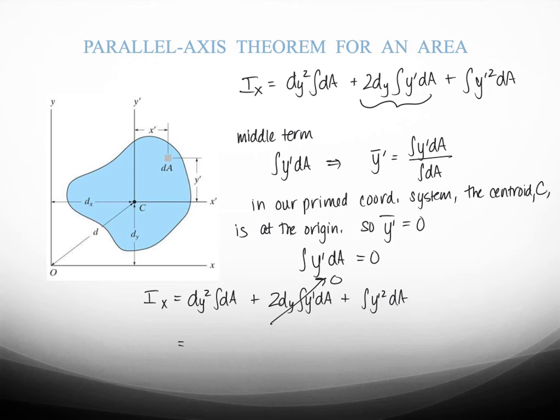And what we get here, Ix is dy squared times A, plus this, which is just the moment of inertia about the x-axis for when the axis goes through the centroid. And so that is our result. Iy will be similar. And so would J0.